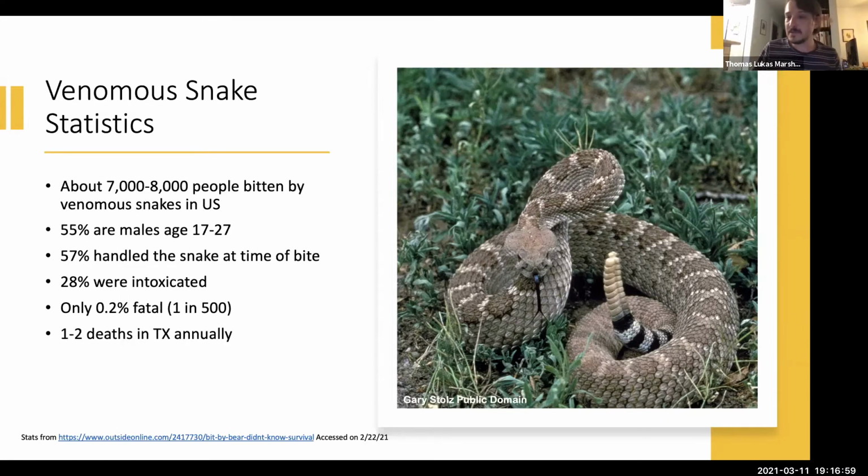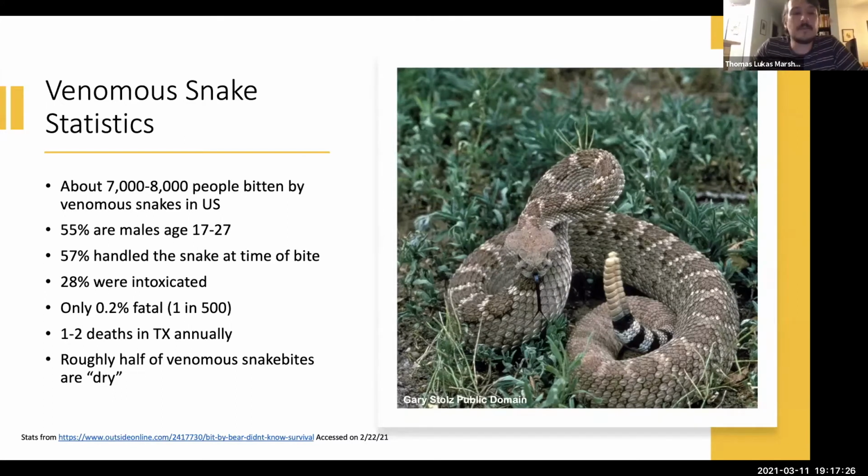There are about 1 to 2 deaths from snake bites in Texas annually. And of all of these venomous snake bites, roughly half are dry bites, which means that the snake didn't inject venom when it bit. Venom is a valuable and not unlimited resource for snakes. They use it to subdue their prey, so they would prefer not to use it if at all possible.